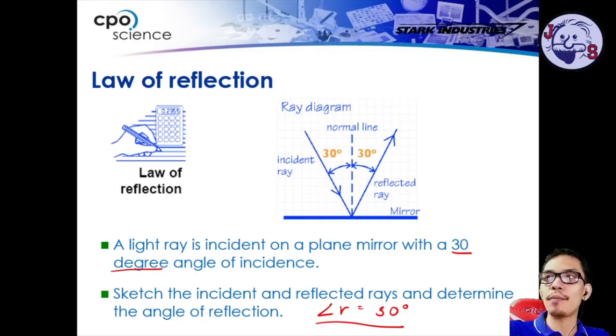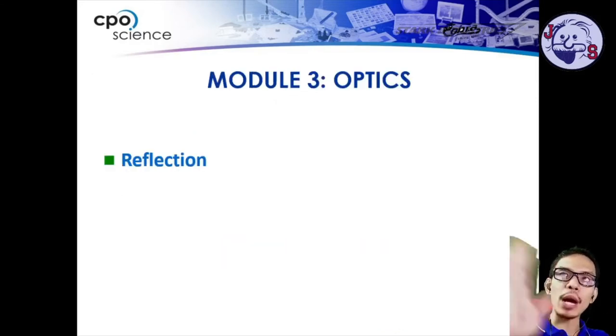30, then we have another 30 on the other side. Again, 30 from the normal line. Alright, so that was reflection.